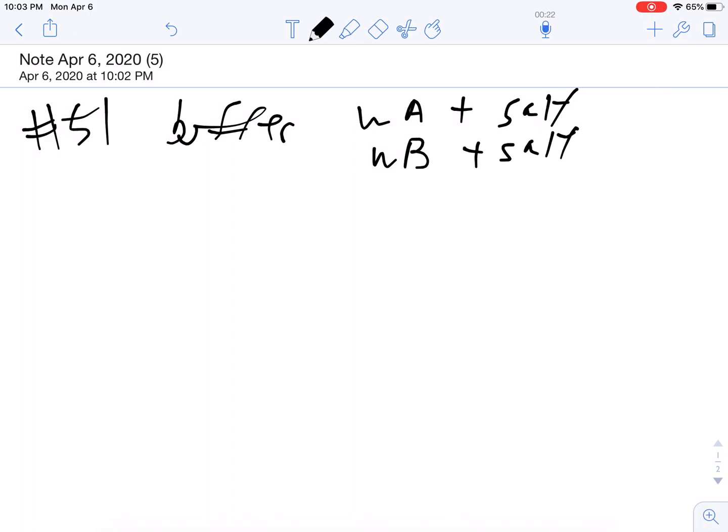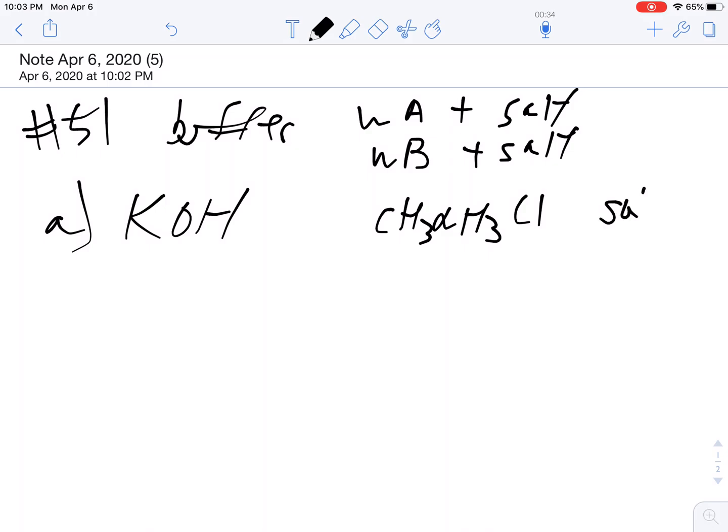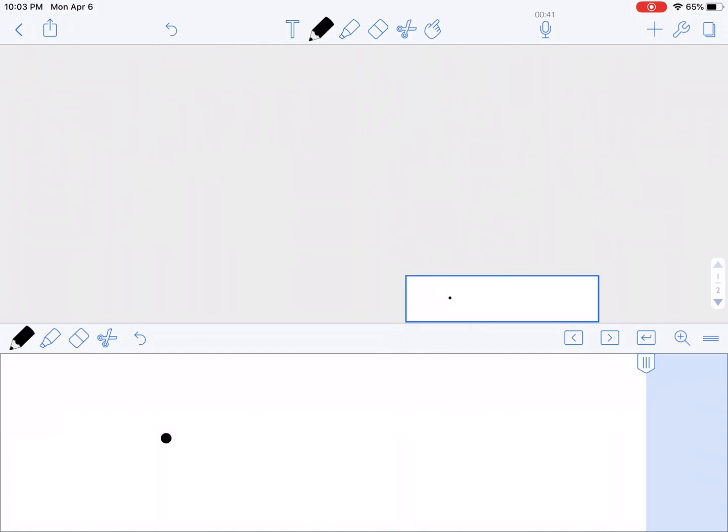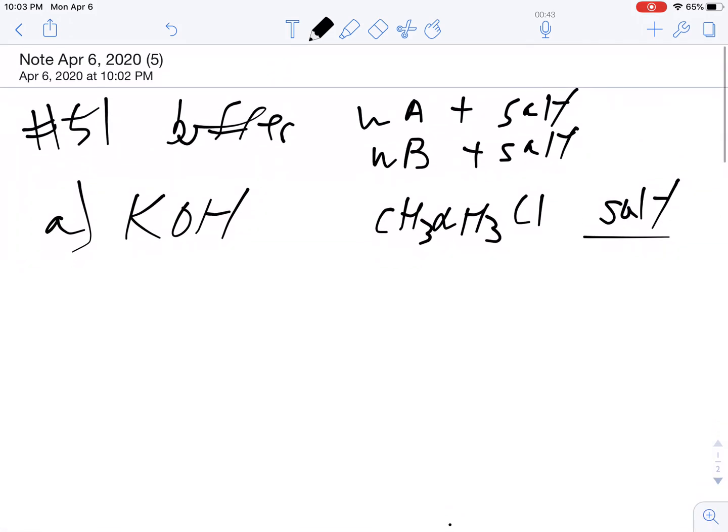So when I look at letter A, I see potassium hydroxide. Well, that's a strong base. I see the CH3NH3Cl, and oh, that's a salt. So, okay, well, that's a good sign. I got a salt, but I got a strong base over here. I don't have a weak base, and I don't have a weak acid.